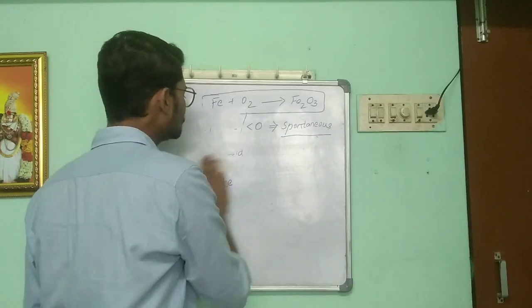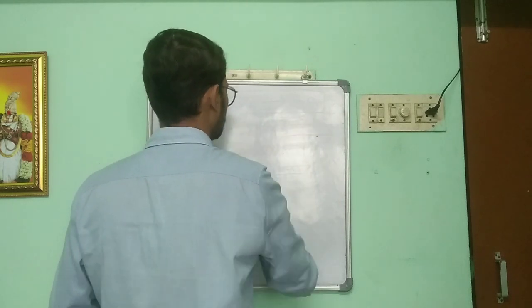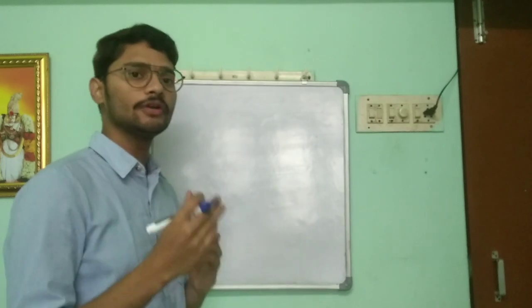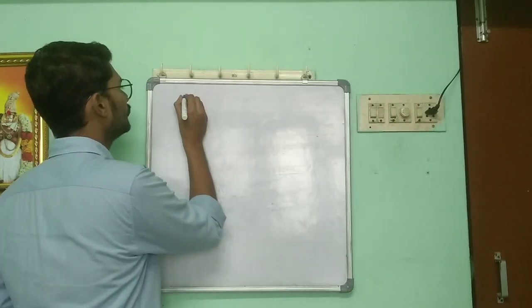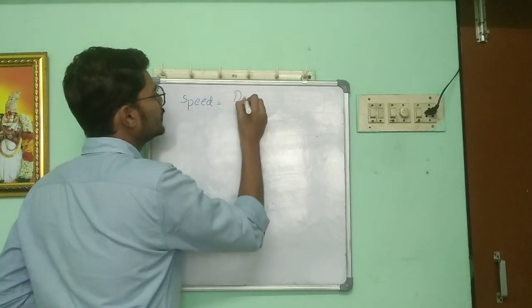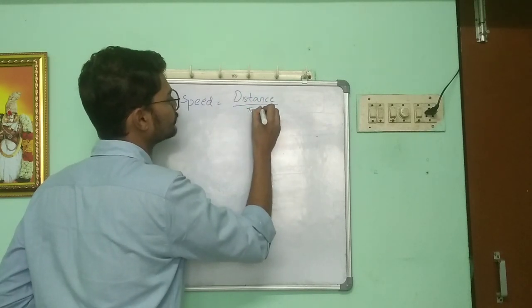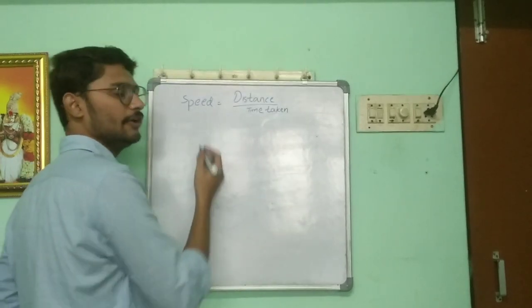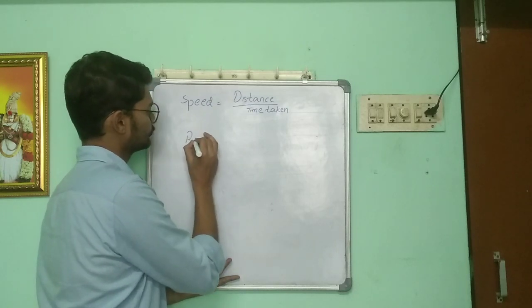Now let us try to calculate the rate of the reaction. Now we will try to relate speed with rate. So we all know that speed is nothing but distance per time taken. Since speed is nothing but rate, I am just writing rate.